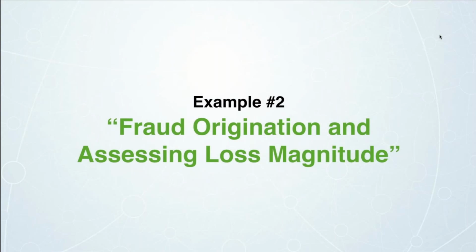This is also related to credit card fraud, but here we're looking at fraud origination and assessing loss magnitude. That's quite a mouthful, but what we're doing here is that once a transaction is reported as fraudulent, whether it's by the user of the card themselves or analytically determined by the bank, the credit card company needs to figure out where did the fraud actually originate.